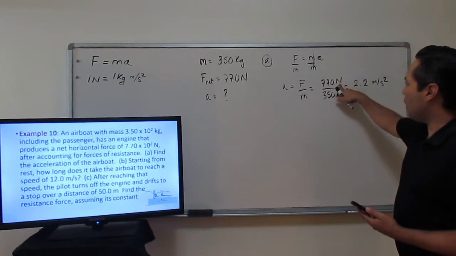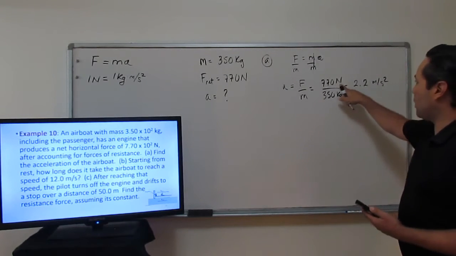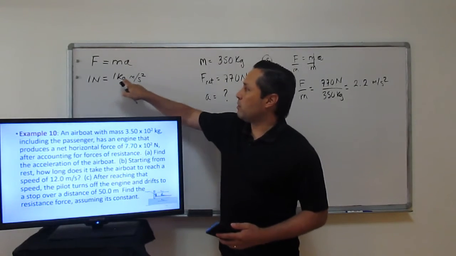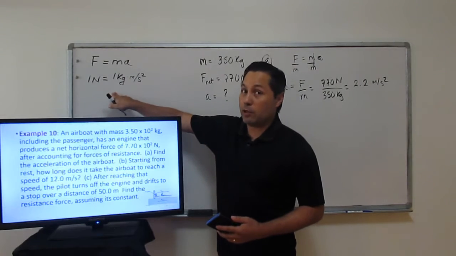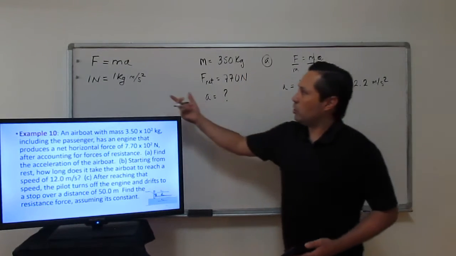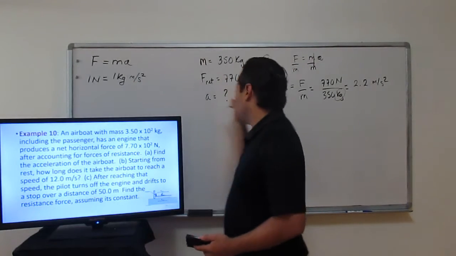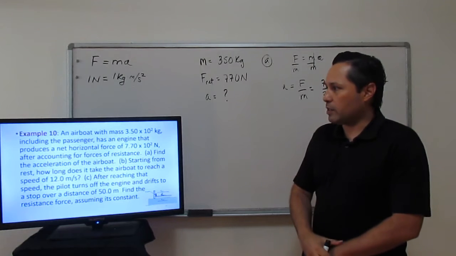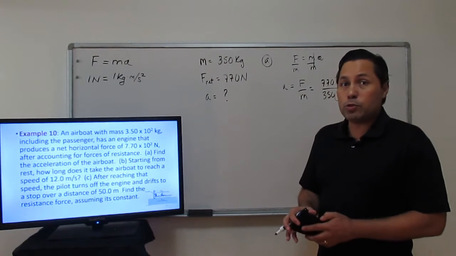Now if you're wondering how we get meters per second squared if we have newtons and kilograms, remember that a newton is kilograms times meters per second squared, and the kilograms get cancelled out here, leaving behind just meters per second squared. That's where the unit came from. That takes care of part A of example number 10. Let's go ahead and move on to part B.